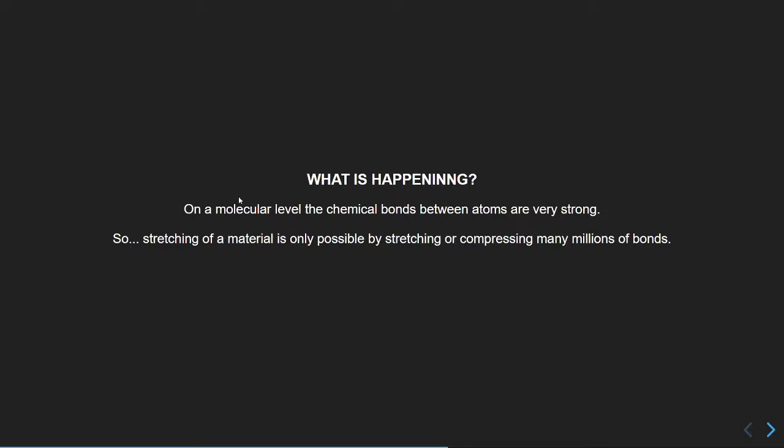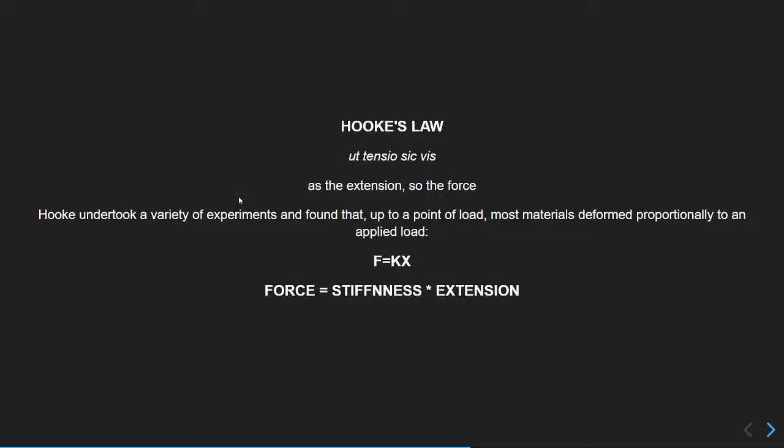On a molecular level, the chemical bonds between atoms are very strong, so stretching of a material is only possible by stretching or compressing many millions of bonds. And it's the strength of those bonds which effectively defines the properties of those objects. So, ut tensio sic vis, which stands for "as the extension, so the force". Hooke undertook a variety of experiments and found that up to a point of load, most materials deformed proportionally to an applied load, where the formula is F = kx, or force equals stiffness times extension. Cool?